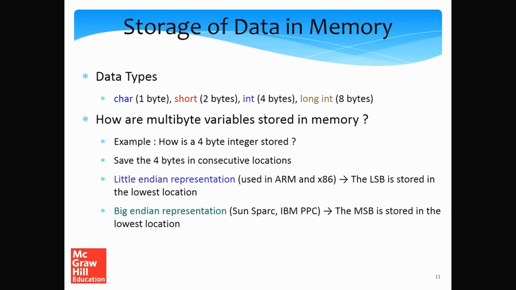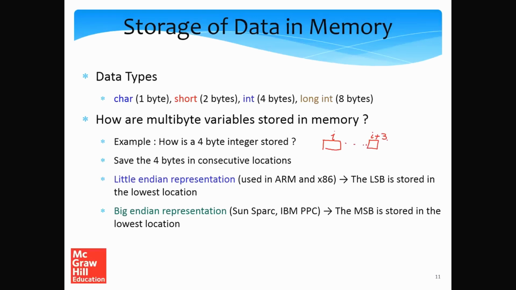So the question that we need to answer is that in memory, how exactly is data stored? So how is a 4 byte integer stored? What we do is that we save the 4 bytes in consecutive locations in memory, so let's say the first location is I and the last location is I plus 3.